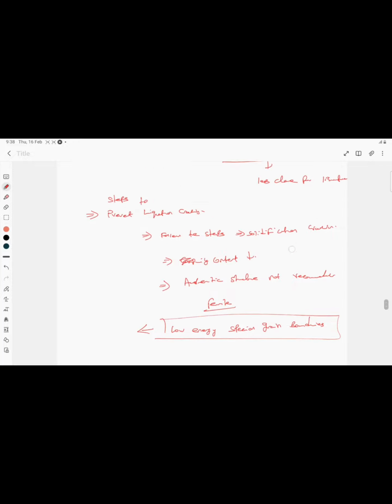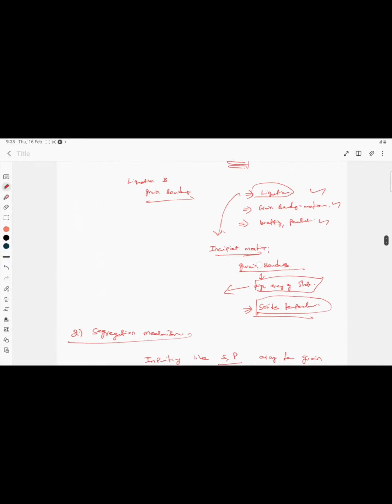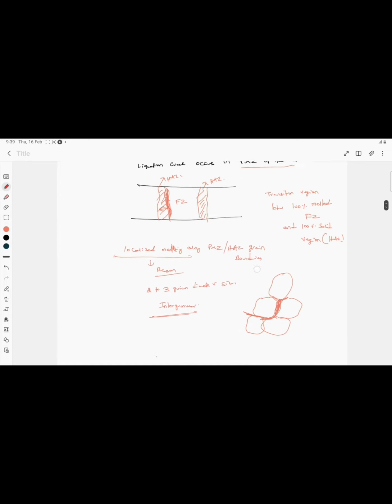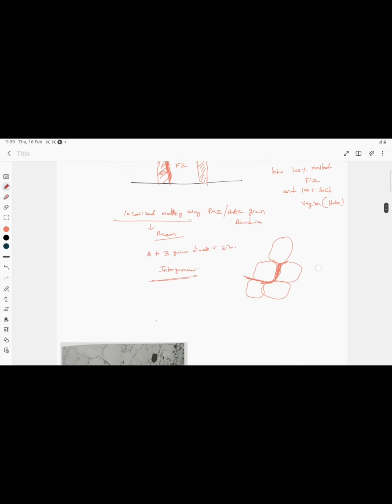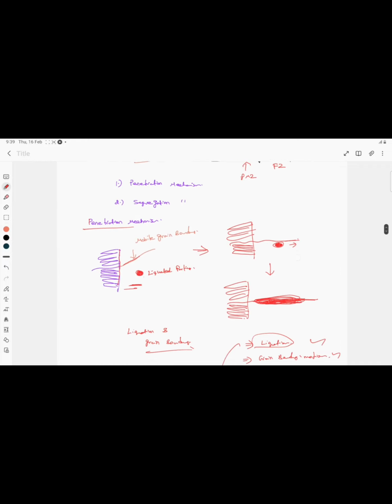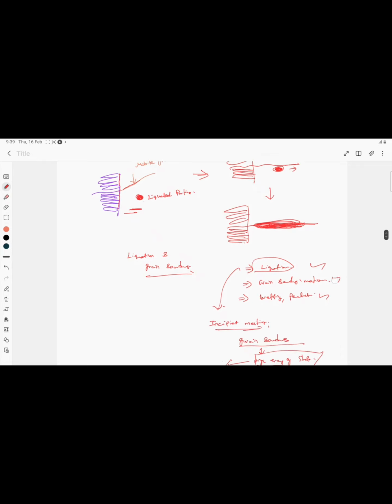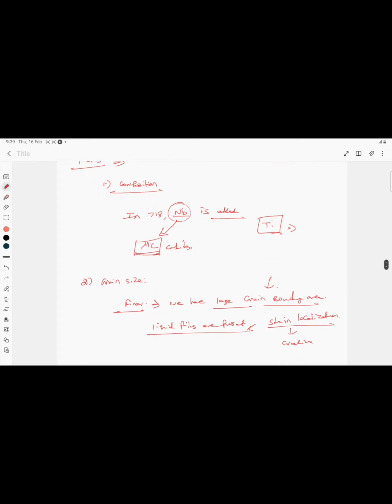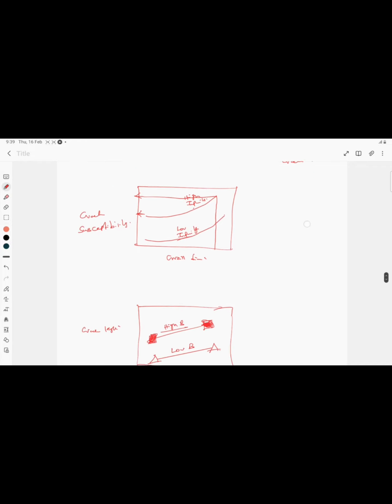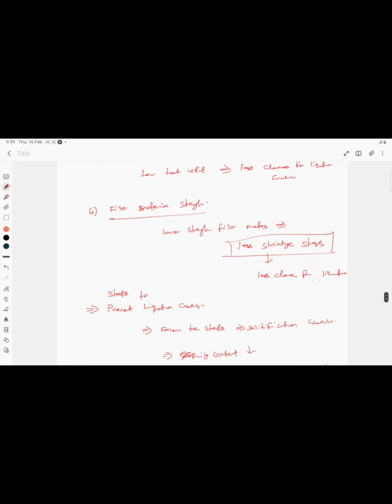To summarize, we have seen what a liquation crack is, and the location at which it occurs, and we have seen it is intergranular. It occurs in the partially melted zone of the weld, and we have seen two mechanisms with respect to the liquation crack. One is the penetration mechanism, the second one is the segregation mechanism. We have seen the factors that result in the formation of liquation crack: composition, grain size, filler strength, as well as heat input.